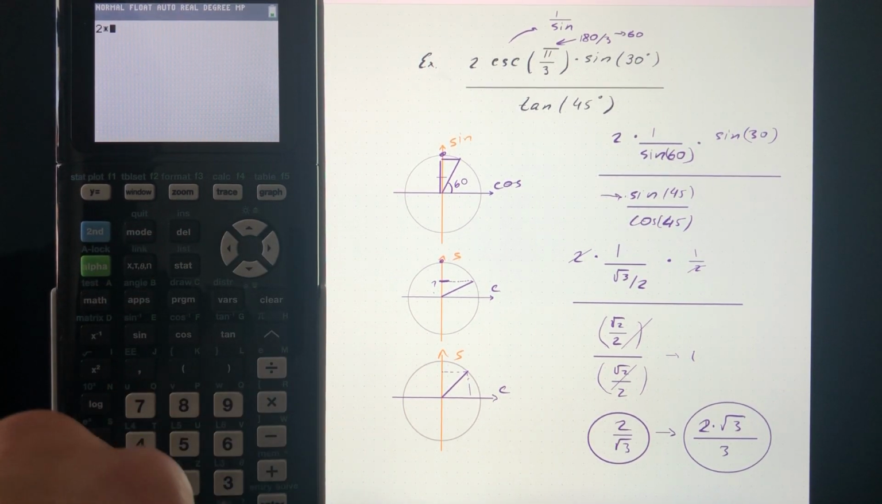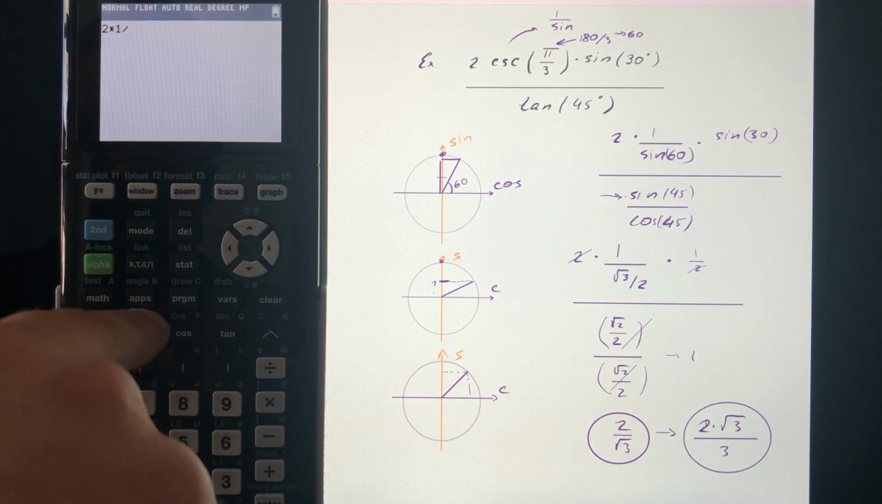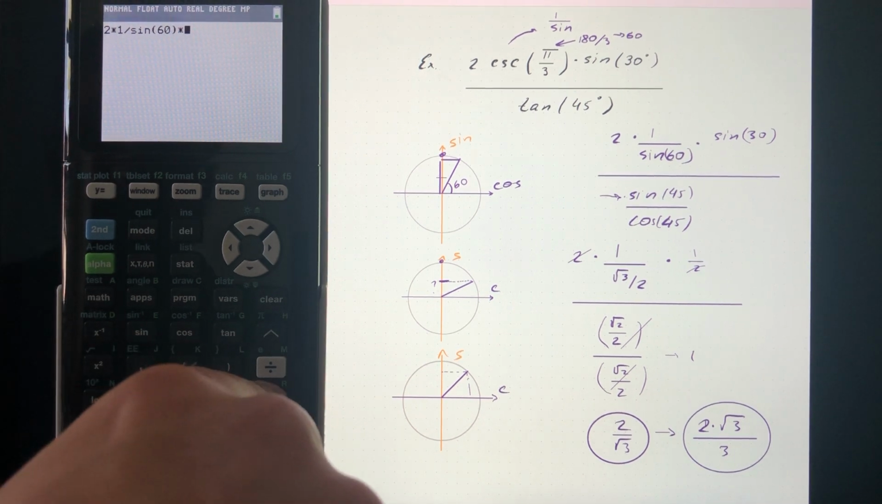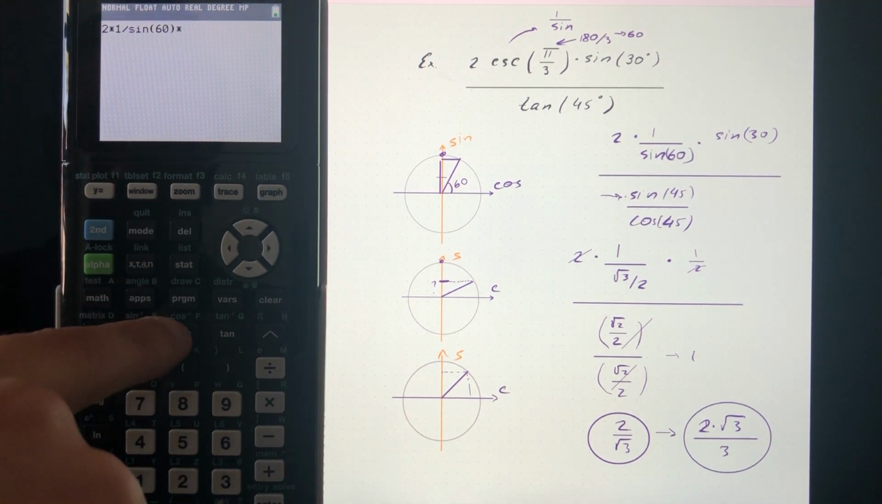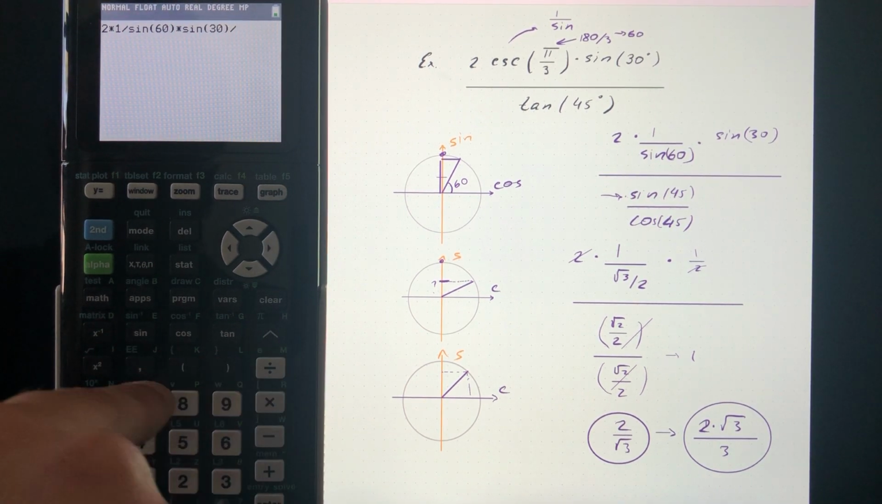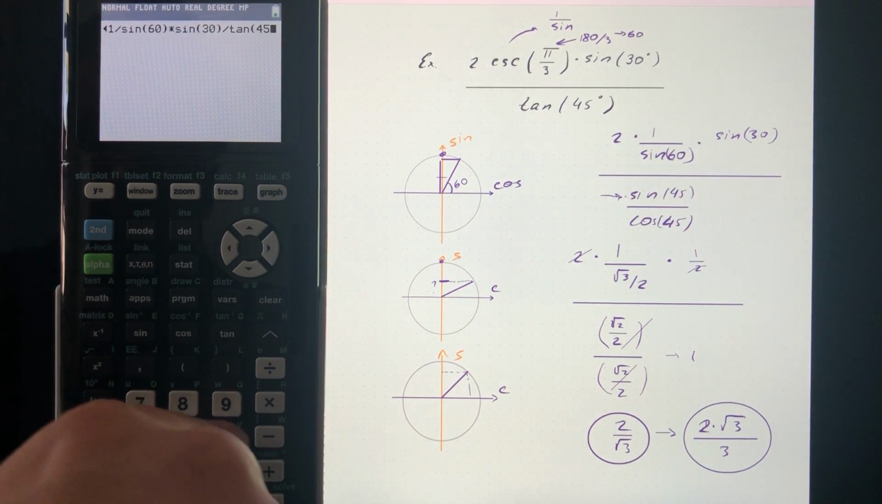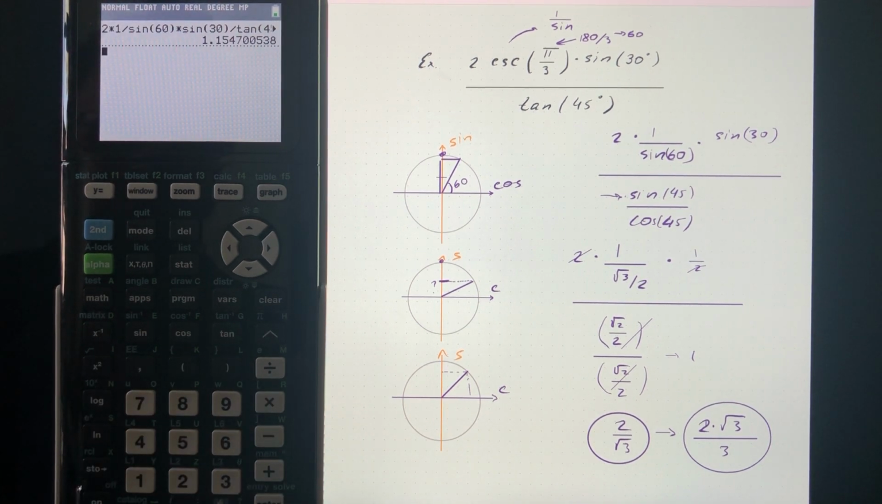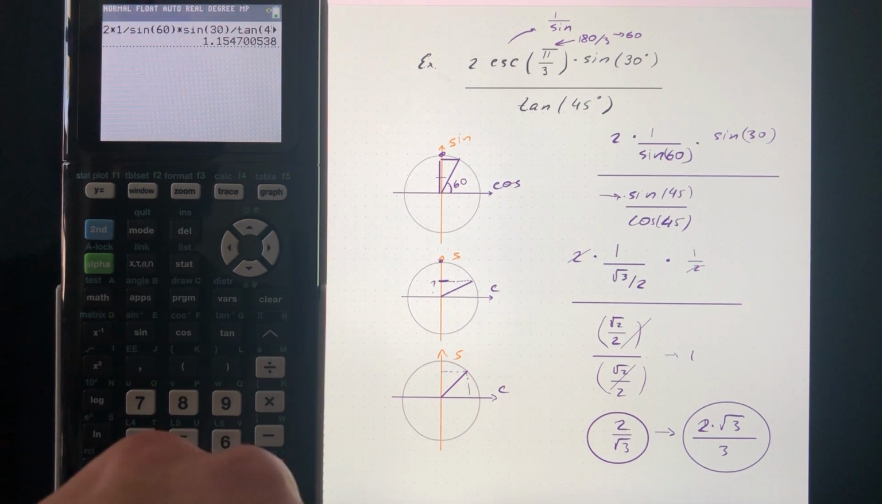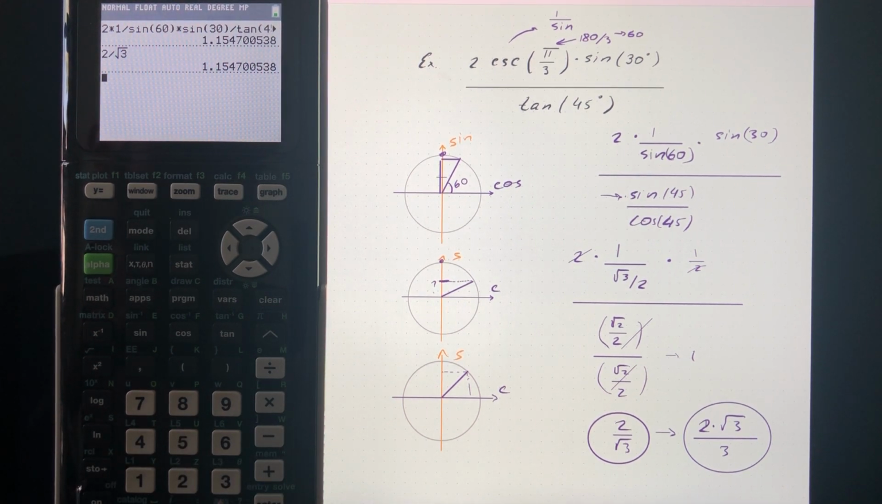2 times 1 over sine of 60 times sine of 30 degrees divide by tangent of 45. So the decimal is 1.154. Now let's see what our decimal says. 2 divided by square root of 3. Is it the same? Yes, it is, which confirms that we have found the correct exact solution.